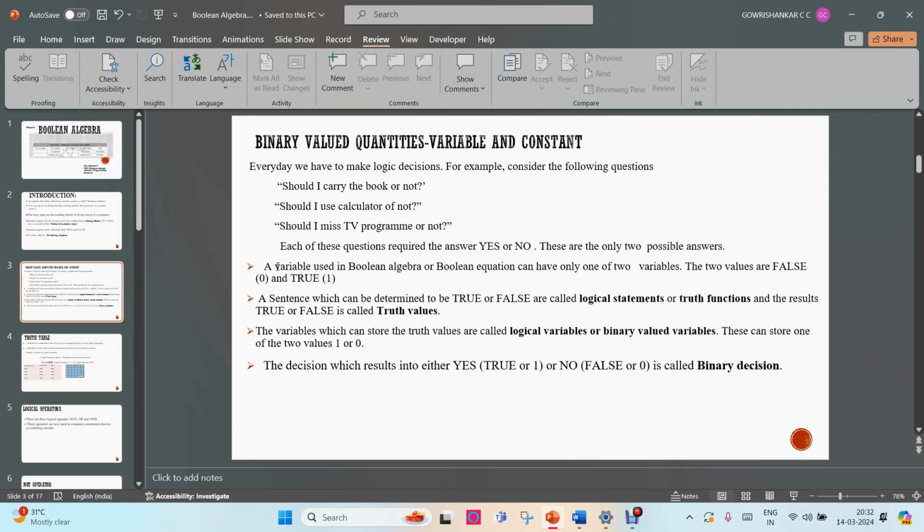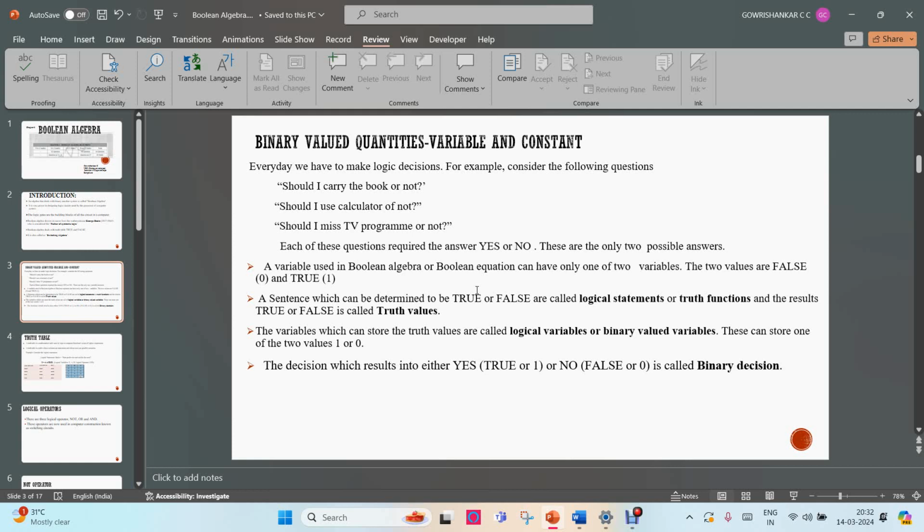Next, a variable used in Boolean algebra or a Boolean equation can have only two values. The two values are false and true. False means 0, and true means 1. So we are using only two values.